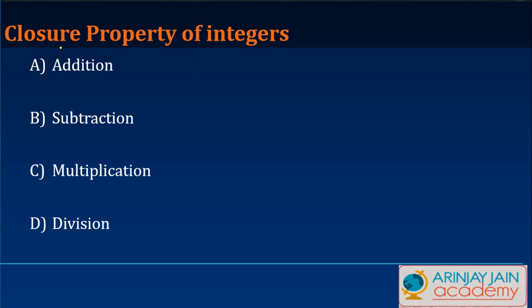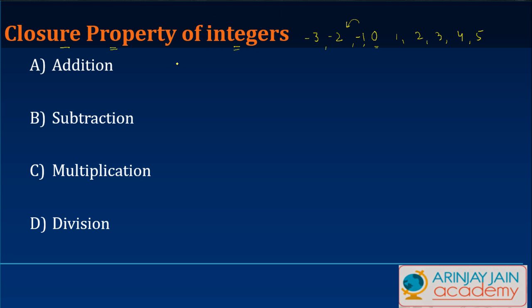Just like we looked at the closure property of whole numbers, let's look at the closure property of integers. Now an integer can be any number, okay? It could be 0, it could be a positive number, it could be a negative number. The only thing is that they can be written without a fraction, okay? So the set of whole numbers plus all the negative natural numbers are basically integers.